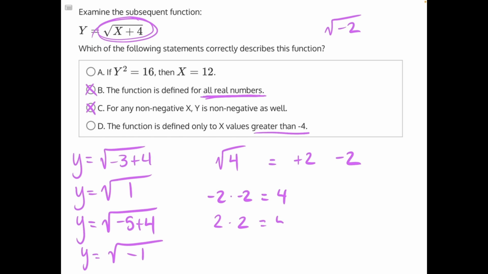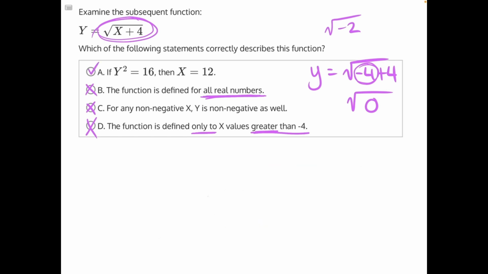So you may be tempted to pick D as the correct answer here. However, we need to be careful with the language. This function is defined only for values greater than negative 4. But if we were to plug in negative 4, negative 4 plus 4 would give us 0, and the square root of 0 is a definable number. So because we excluded negative 4 within this range, answer choice D is incorrect. So by process of elimination, A is the correct answer, but let me show you why.